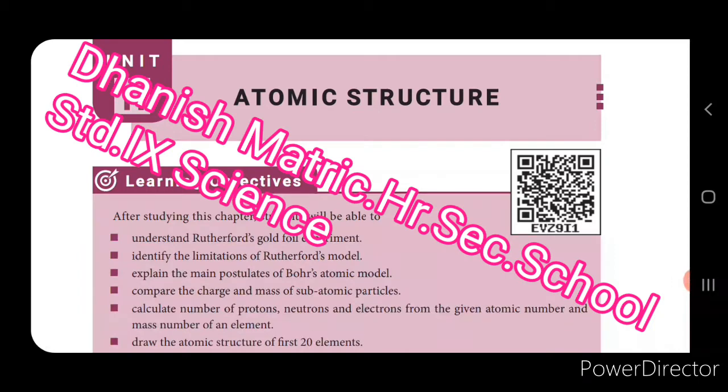And in Science, we have completed 3 lessons. That is Unit 1, Measurement, Unit 10, Matter around us, and Unit 17, Atom. And today in this session, we are going to see an interesting lesson, that is Unit 11, Atomic Structure.